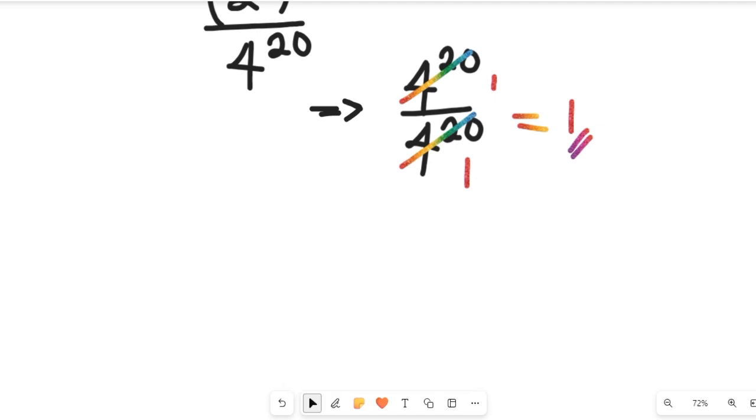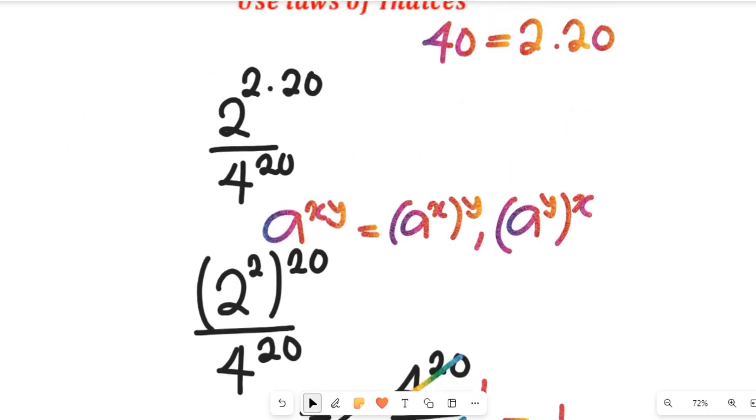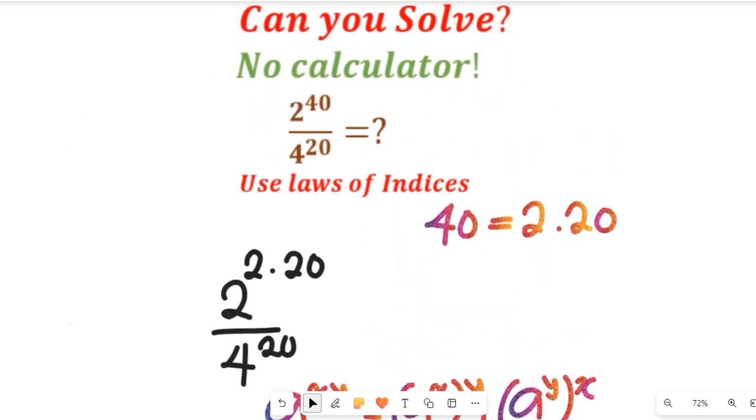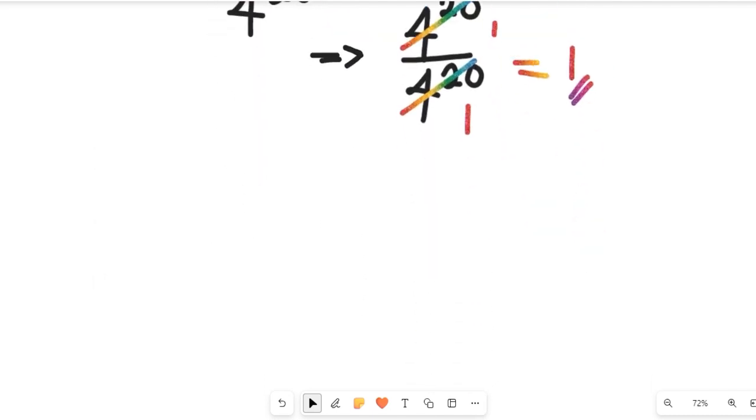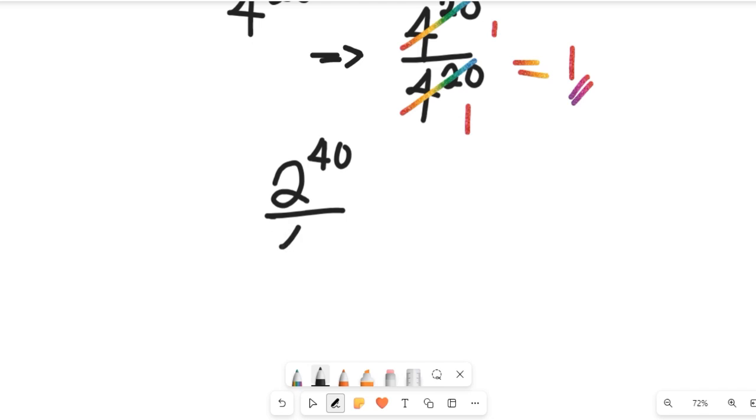Now we can also solve this question using another way. And how do we do that? Now let's assume that we are given the question again once more, 2 to the power of 40 divided by 4 to the power of 20. Right? Great. That is the initial question.